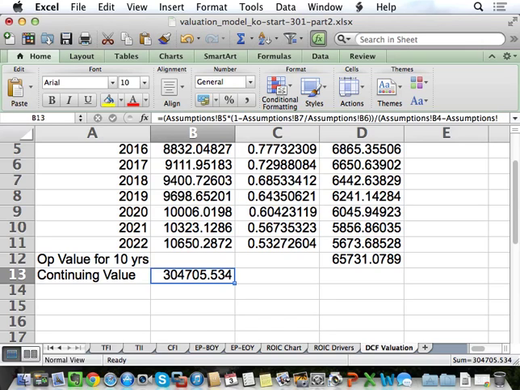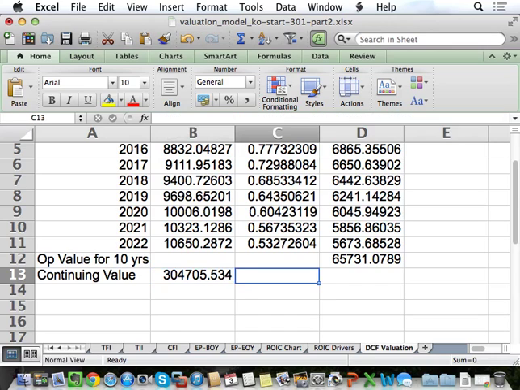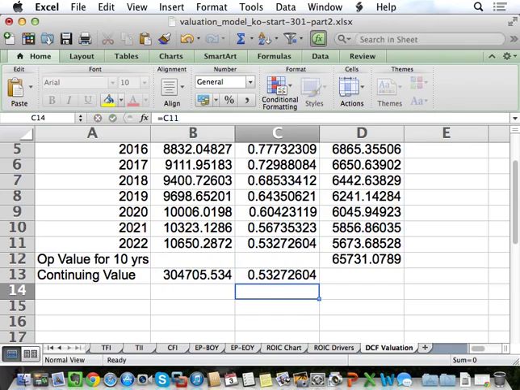Well, January 1st, 2023 is the same as December 31st, 2022. So what I really need to bring this back is 10 more years to the present. 2023 has already been discounted. I don't want to make a common finance error where I double discount that year. So therefore, I use the same discount factor as I do in 2022.